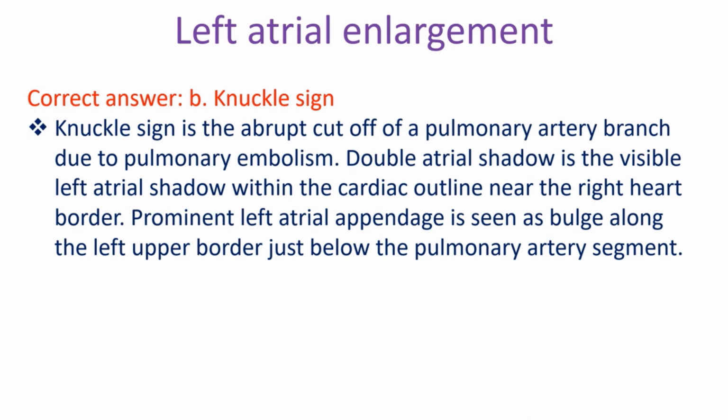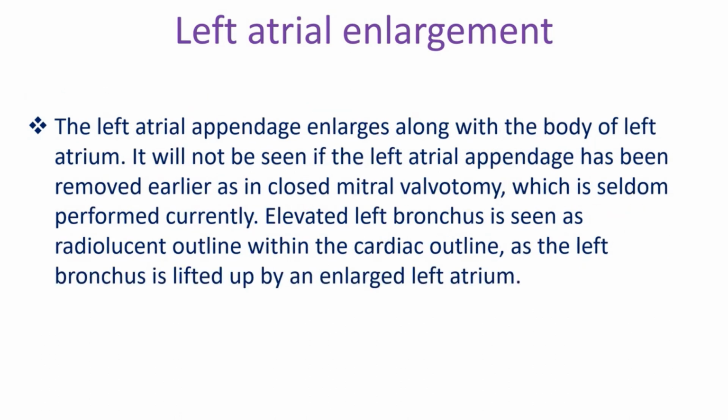Double atrial shadow is the visible left atrial shadow within the cardiac outline near the right heart border. Prominent left atrial appendage is seen as a bulge along the left upper border just below the pulmonary artery segment. The left atrial appendage enlarges along with the body of the left atrium.